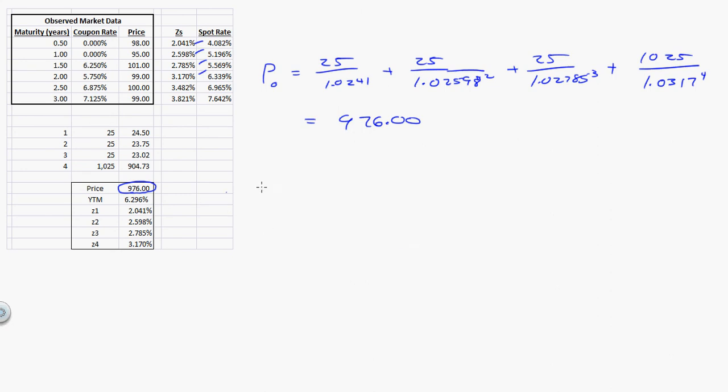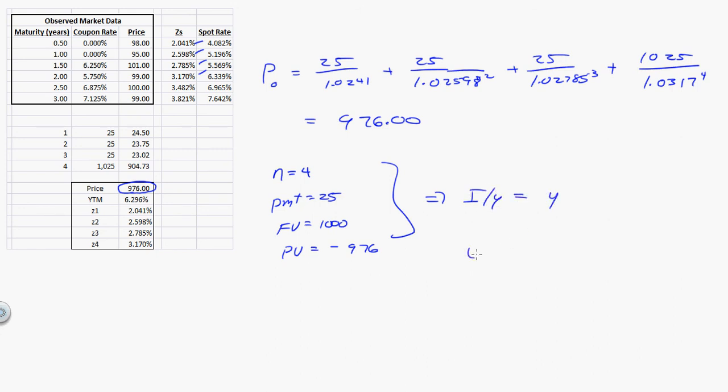So now I need to find the yield to maturity. I know N is equal to 4 because it makes 4 payments. Payment is equal to 25. Future value is equal to 1,000. The price, or the present value, is minus 976. Plug this into your financial calculator. Press the I/Y button. Whatever you get here, call that Y. The yield to maturity is 2 times Y, which in this case is 6.296%.